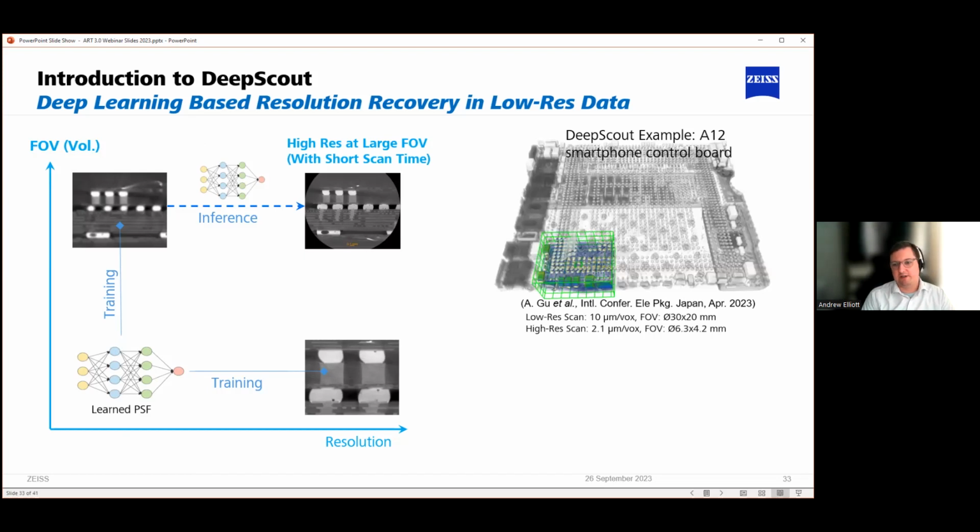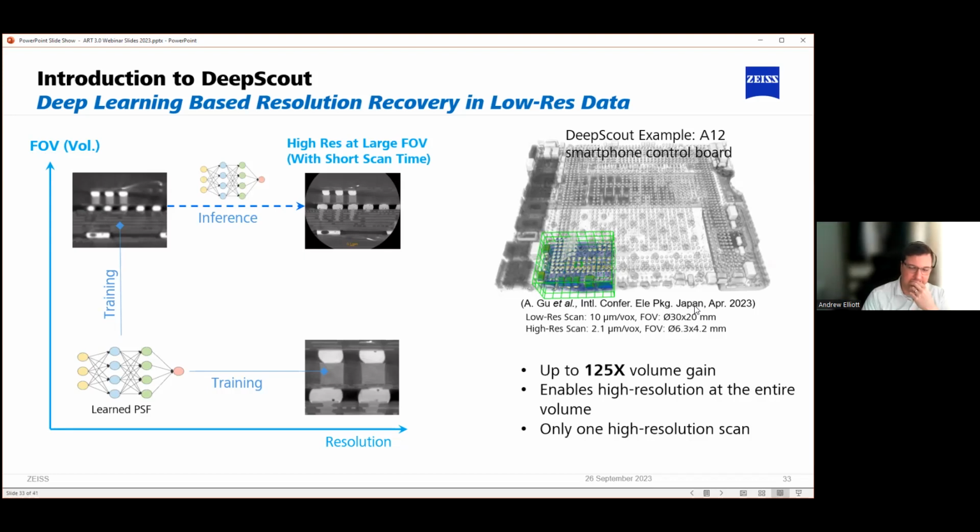So this is just an example that we have here. This is a Deep Scout example in a smartphone control board. We did a small scout in a central region of this board, and then we applied Deep Scout across the board. It's not going to play the video, which is a bit of a shame. But what we would say is that you can get up to 125 times the volume gain of the same resolution that you would be able to achieve on your high resolution data set. That would only require one high resolution scan, so much faster than doing lots of subsequent scans.